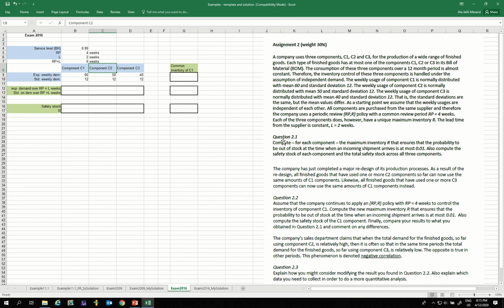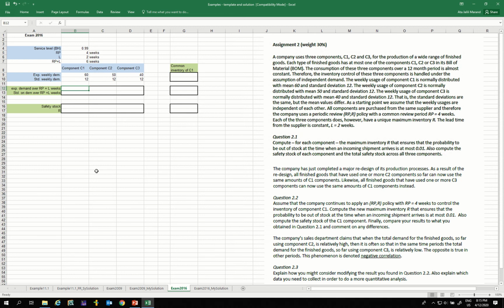In the first part of this question, we are asked to calculate the restocking level to ensure that the probability to be out of stock at the time when an incoming shipment arrives is at most 0.01, which is equivalent to having a cycle service level equal to 99%. So that is why you can see this 99% appears here.